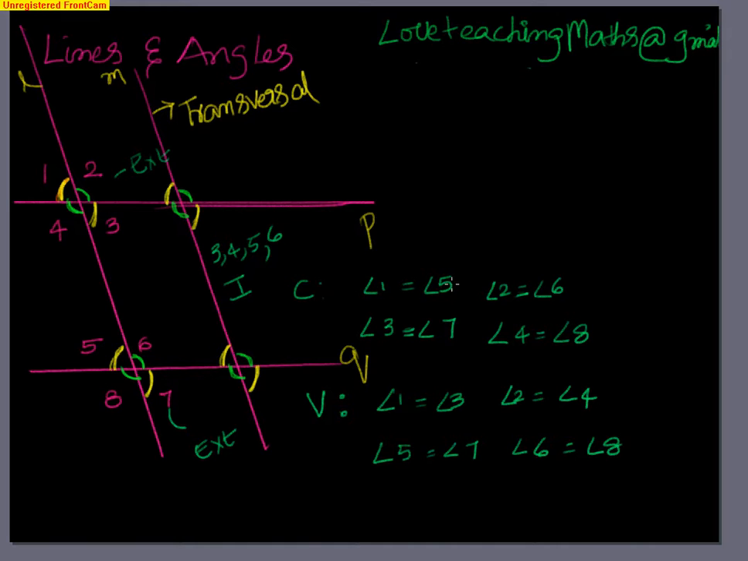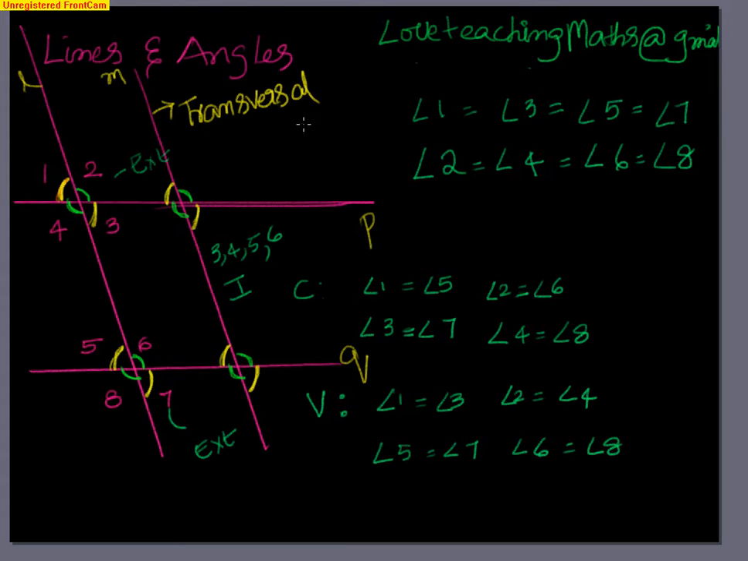Right. Now we know angle 1 equals angle 5, but angle 5 is equal to angle 7, and angle 1 is also equal to angle 3. So now we are arriving at, we are saying that angle 1 is equal to angle 3 is equal to angle 5 is equal to angle 7. Similarly, can you get the other relationship? That's angle 2 is equal to angle 4 is equal to angle 6 is equal to angle 8.